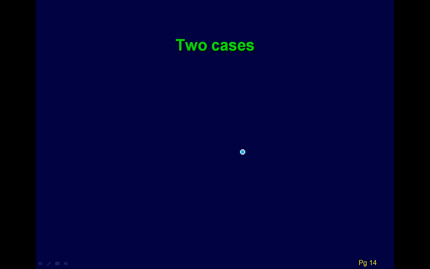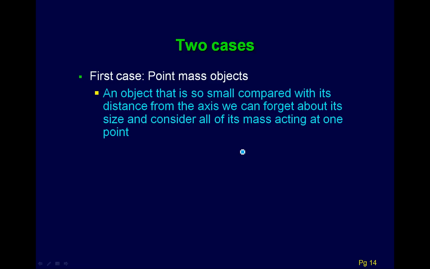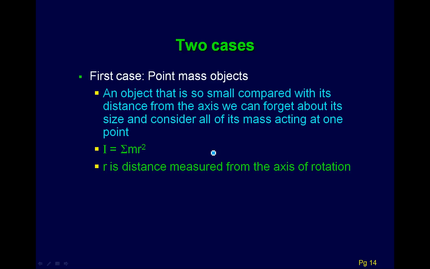Now, let's define how to actually calculate it. So there's two cases. The first case will be what we call a point mass, and we'll show some definitions of how to do this. A point mass, just like that little picture of the Earth, is an object that is so small compared with its distance from the axis that we can forget about its size and consider that all of its mass is acting at one point. And our equation there is going to be this mr squared, and that r is defined as the distance measured from the axis of rotation, and the sigma is just there in case you have more than one object.